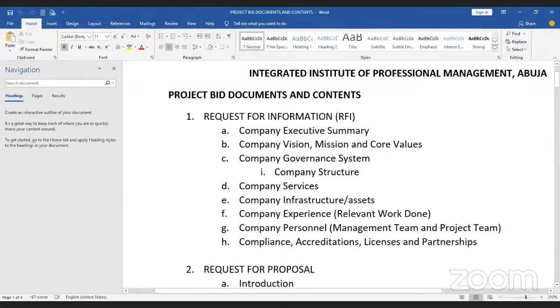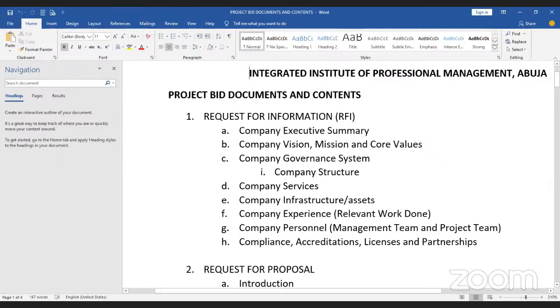Now, what are the things contained in a request for information? You have your company summary, your company vision, mission, and core values, your company governance system, like your corporate structure. Under that, you need to tell us about your management team and the way the organization is structured. You let us know who are in the management team and who are in the technical team. Then you have your company services, infrastructure and assets, company experience, relevant work done, and company personnel.